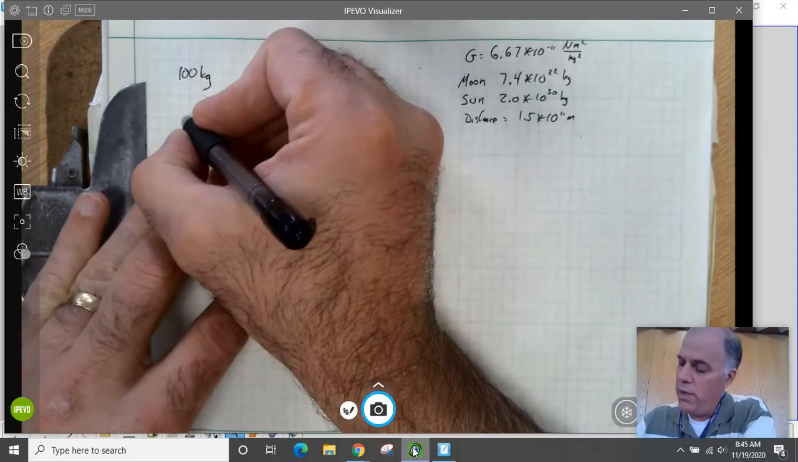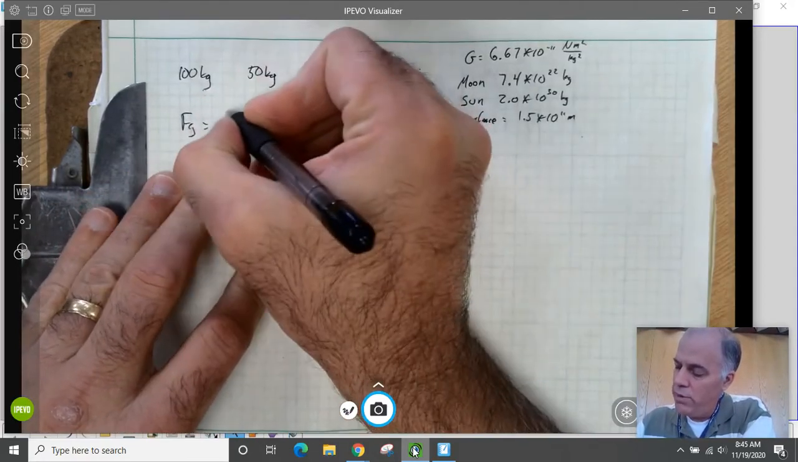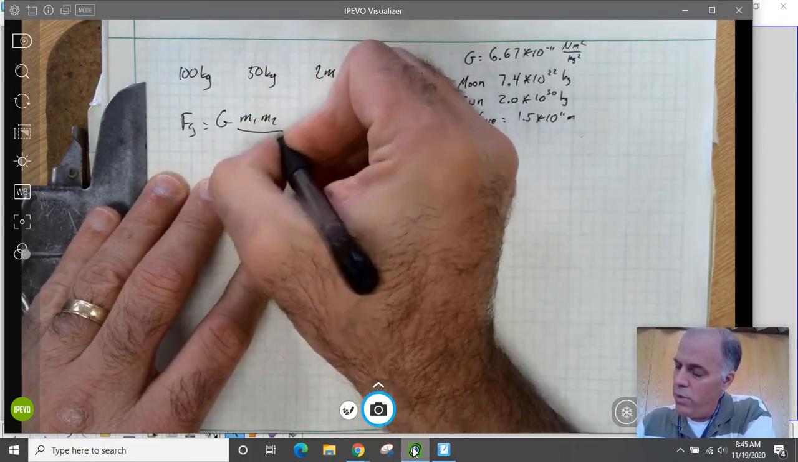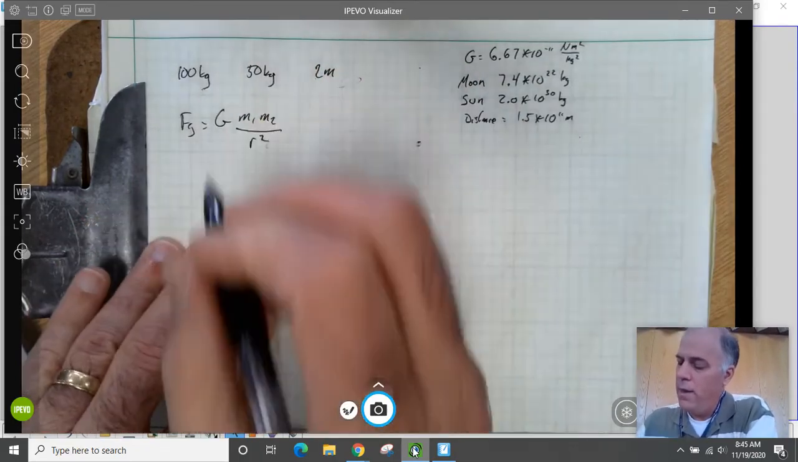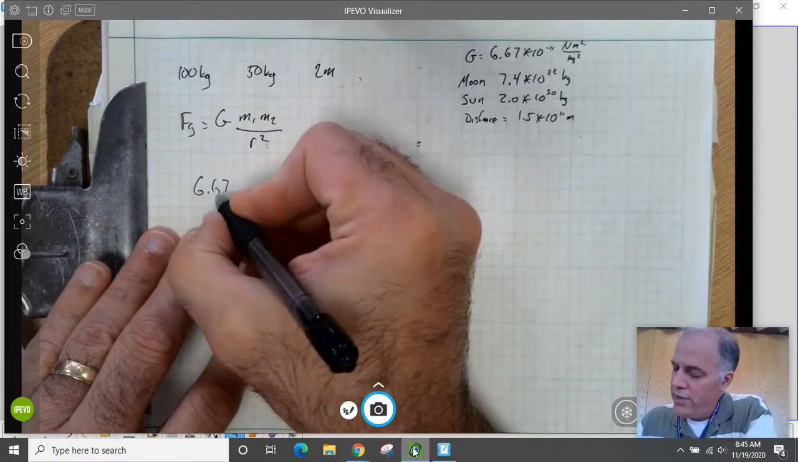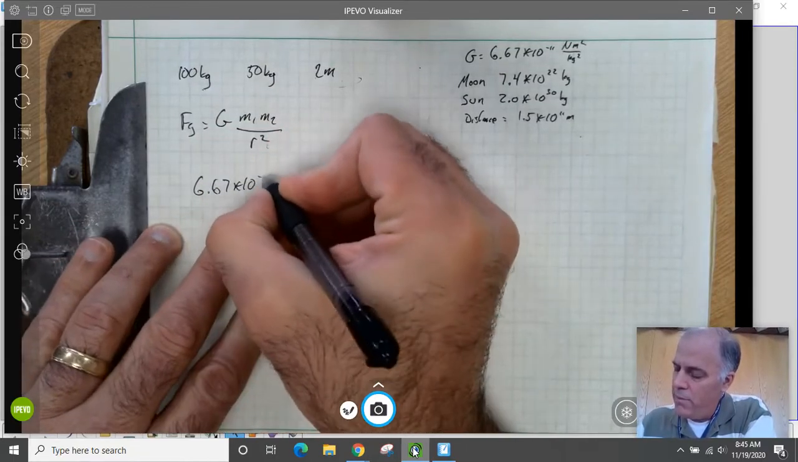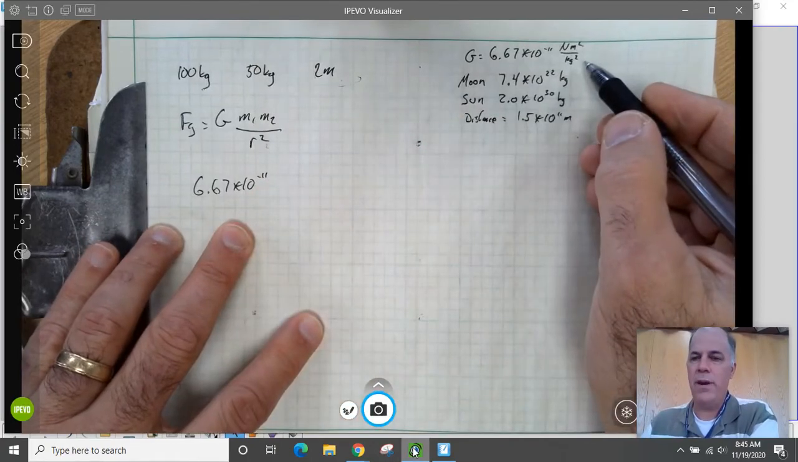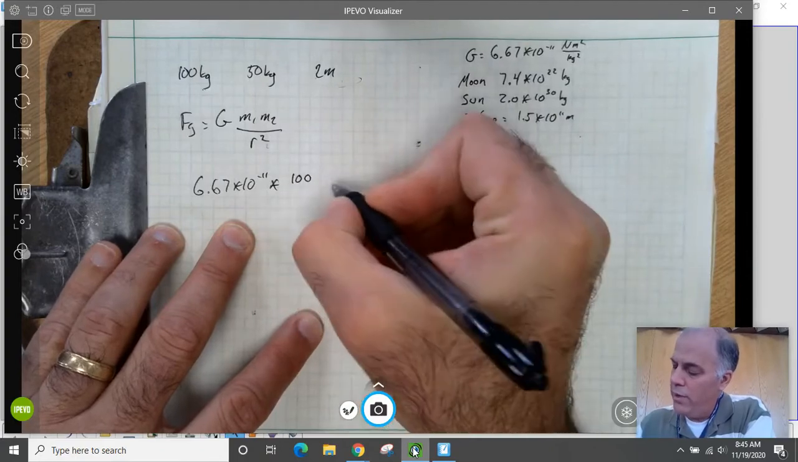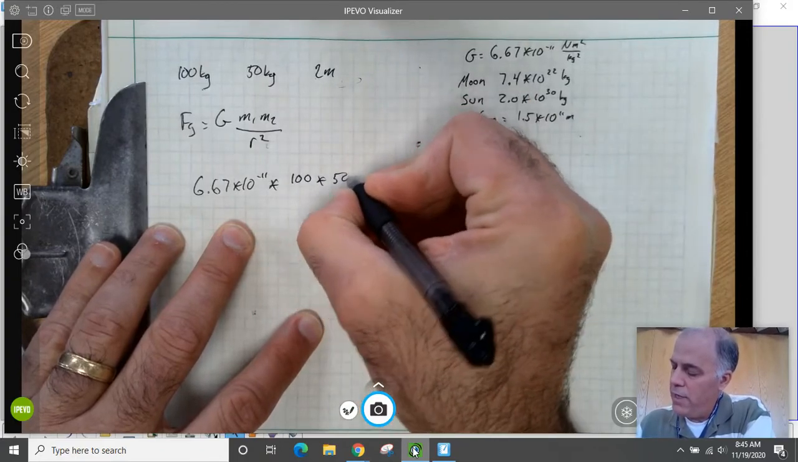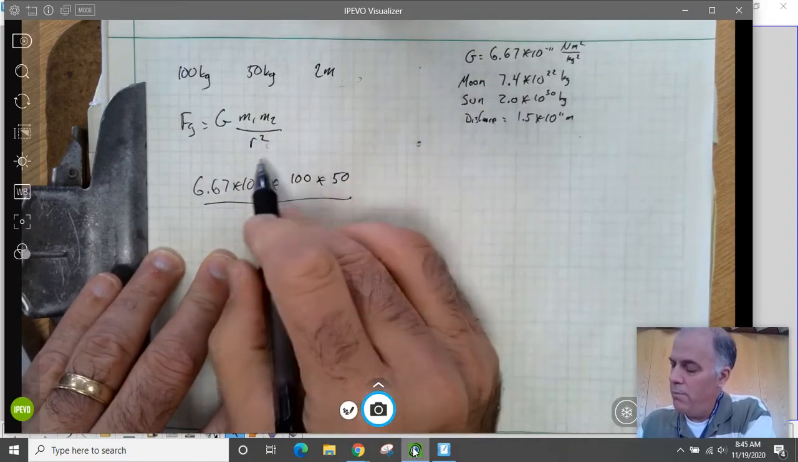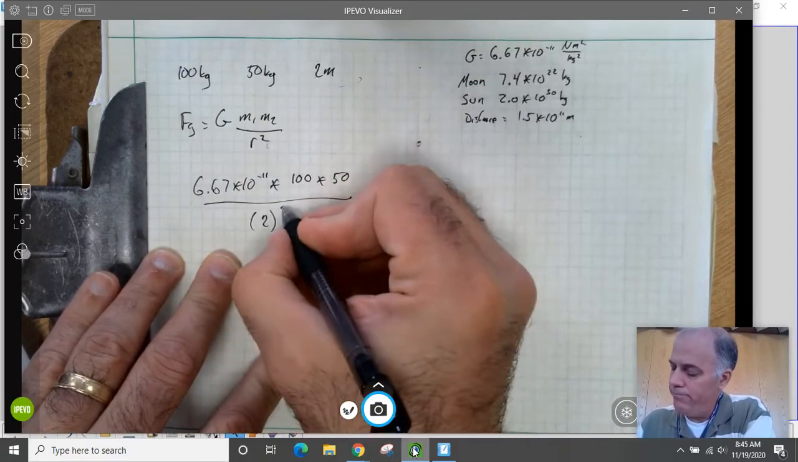Okay, so we're going to use Newton's law of gravity, which is the force of gravity equals big G times m1 m2 over r squared. Big G is 6.67 times 10 to the minus 11th. We have that written up here for easy reference. We're going to do the two masses, which is going to be 100 kilograms and 50 kilograms. And we're going to divide the whole thing by 2 meters. But remember, we have to square that. Okay?